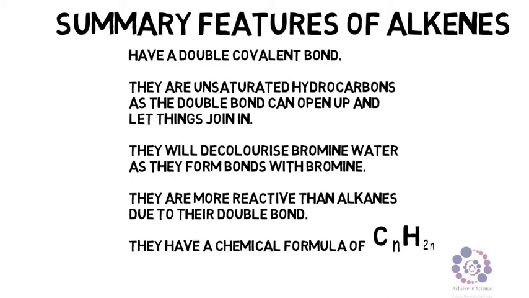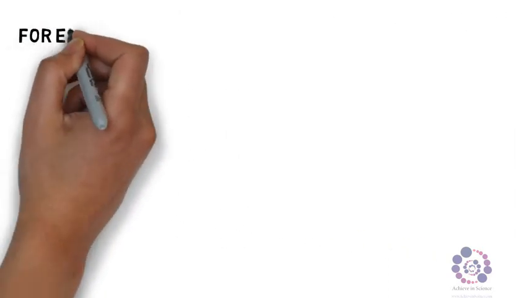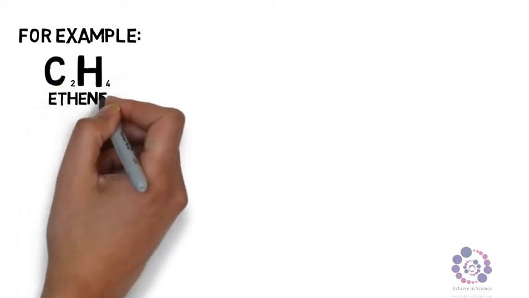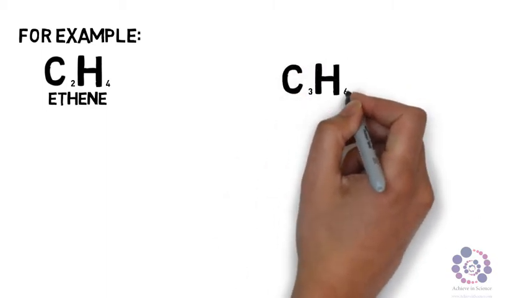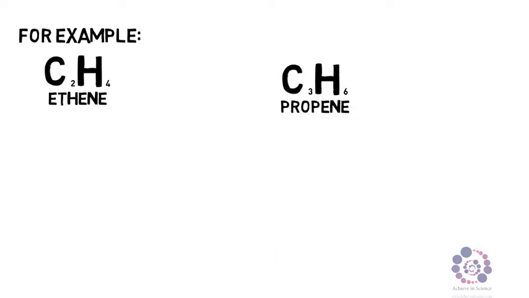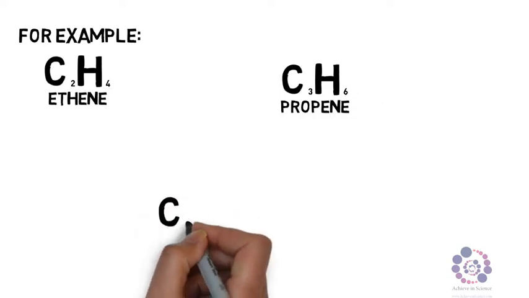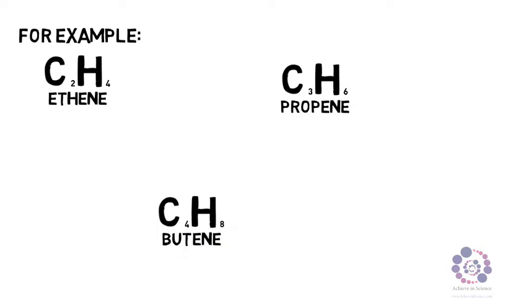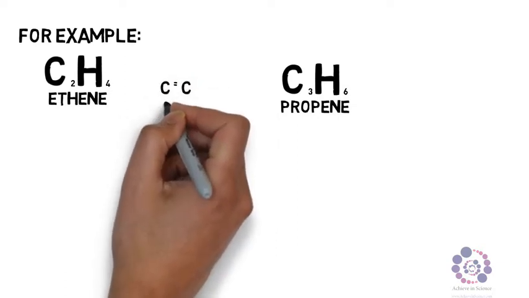Finally, let's just look at some of the displayed formulas. If we take the first three alkenes, we have ethene, we have propene, and then finally we have butene. And then finally let's just look at the displayed formula for each of them, which are going to appear on the screen now.